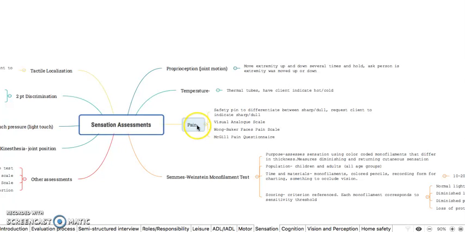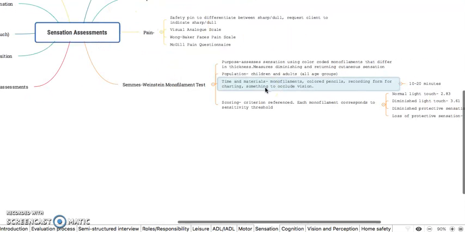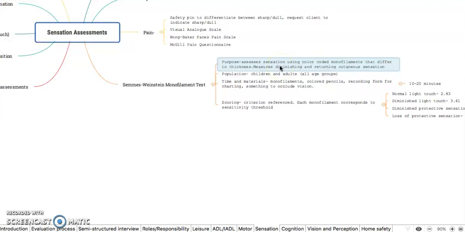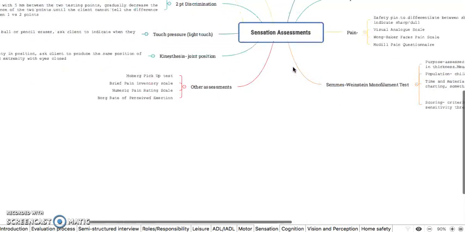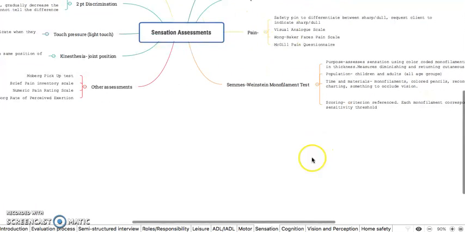Kinesthesia, joint position, asking the client if the arm was moved up or down. Then we also have pain, temperature, proprioception, which is joint motion, moving the extremity up and down several times and hold. And then the Semmes-Weinstein monofilament test, and this assesses sensation using color-coded monofilaments that differ in thickness, and it measures diminishing and returning cutaneous sensation. And then others listed are the Moberg Pickup, the numeric pain rating scale, and brief pain inventory.